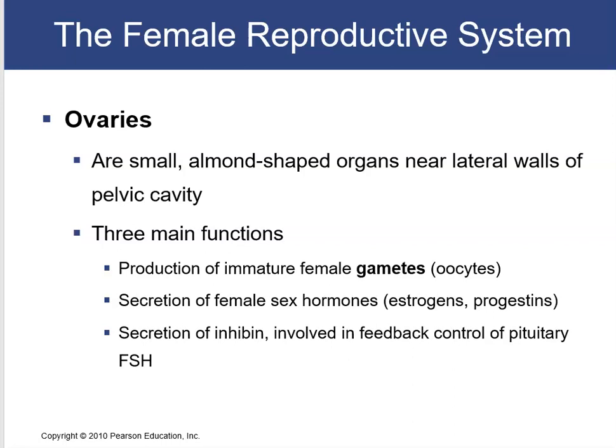Just like in the male, they secrete a hormone known as inhibin. This is involved in the negative feedback control of FSH.